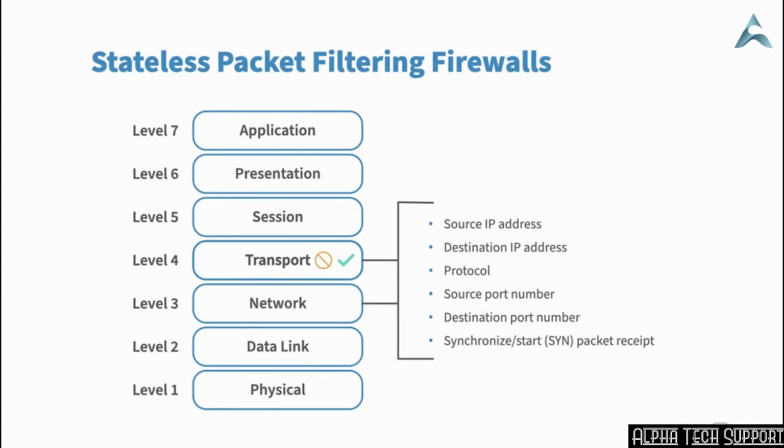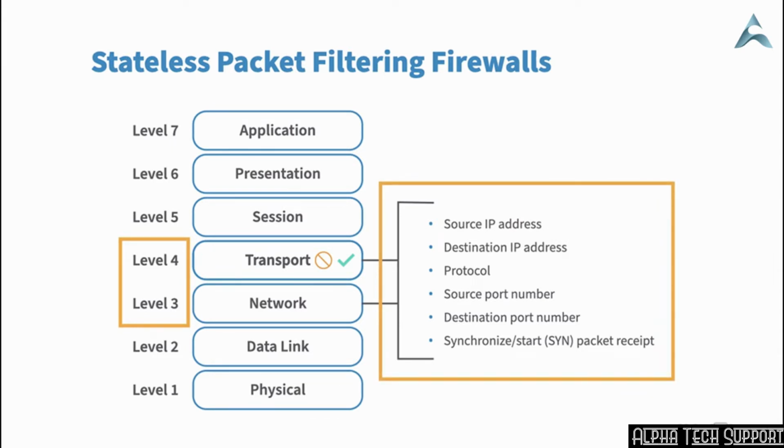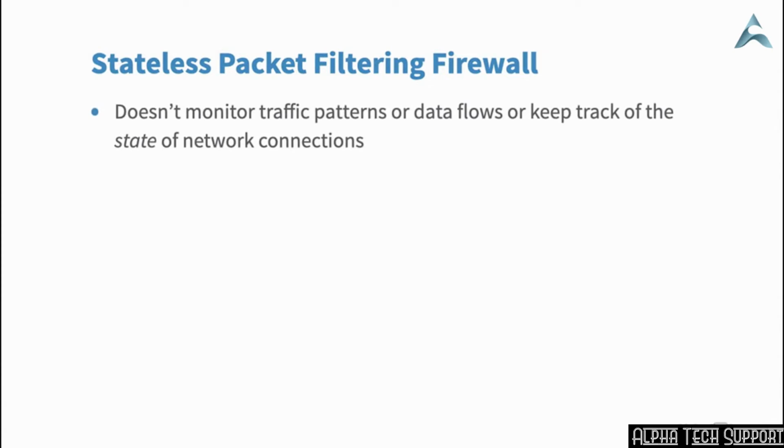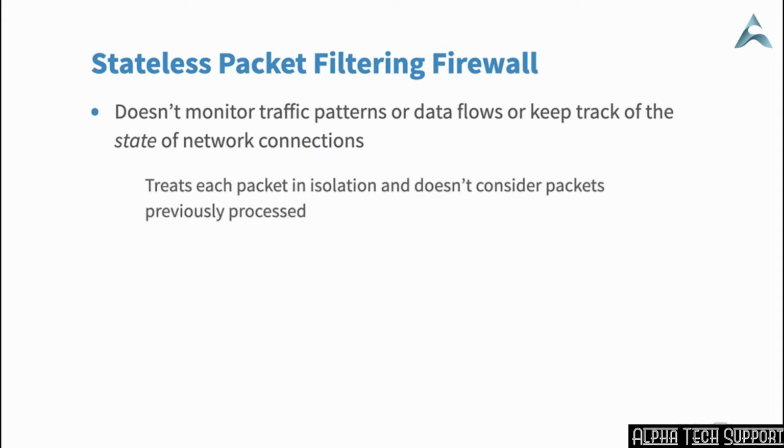Stateless firewalls are simple packet filters that inspect packets as they pass through the firewall. As we see in this graphic, a stateless firewall focuses on layer 3 and layer 4 of the OSI model. The firewall will check the source and destination address, protocol, port, and other static values. It's called a stateless packet filtering firewall because it doesn't monitor traffic patterns or data flows, or keep track of the state of network connections. The firewall will treat each packet in isolation and doesn't consider packets previously processed.